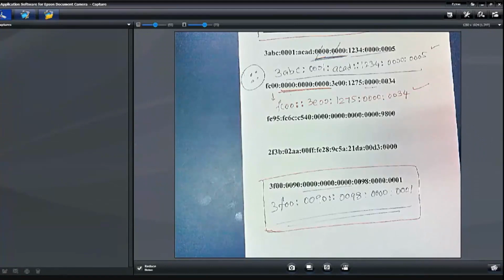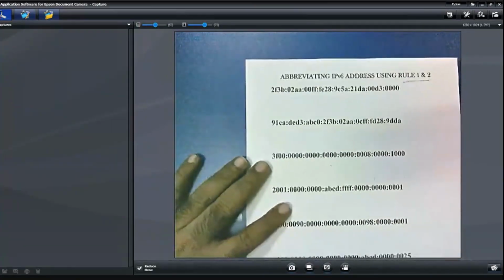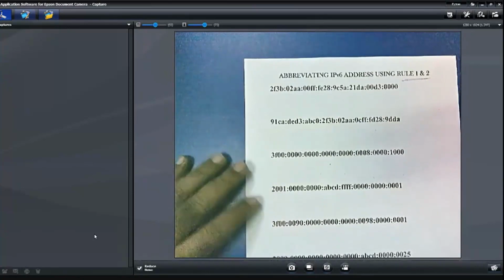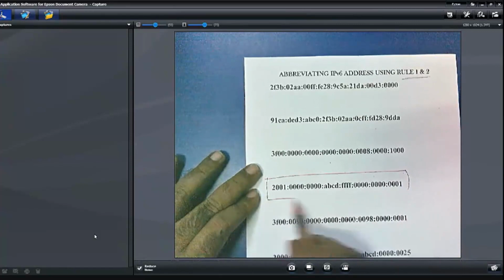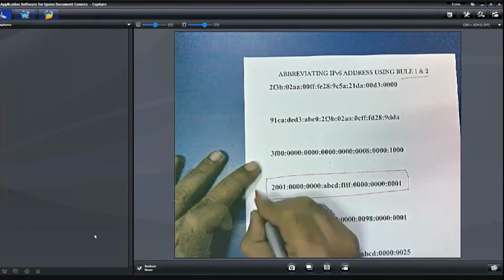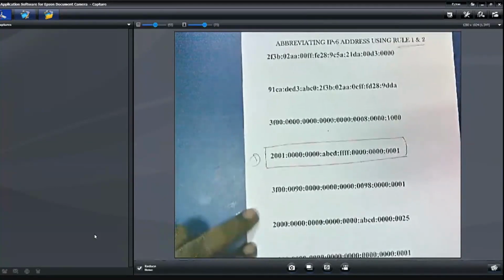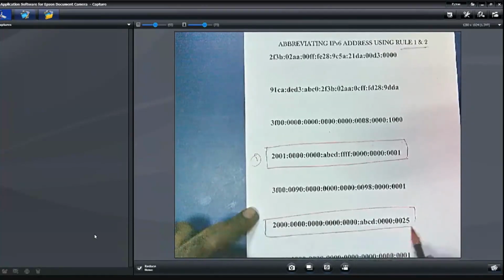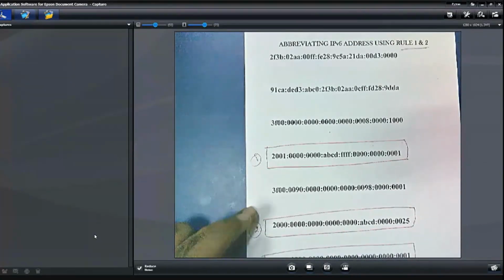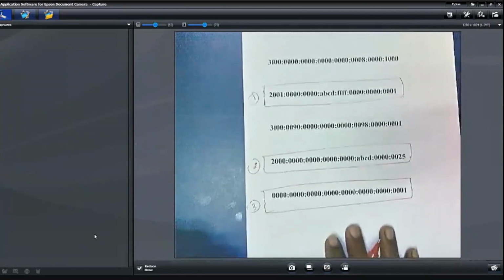Okay, now I'm going for the next one. I'm not going to give the answers, only you have to give the answer. Any 2 problems we will take. I'm taking 2 problems. This is the first problem. Apply both rule number 1 and rule number 2. This is the first problem, and this is the second problem. Problem number 2, problem number 3. I want these 3 problems you have to answer. Come on. Apply both rule 1 and rule 2.